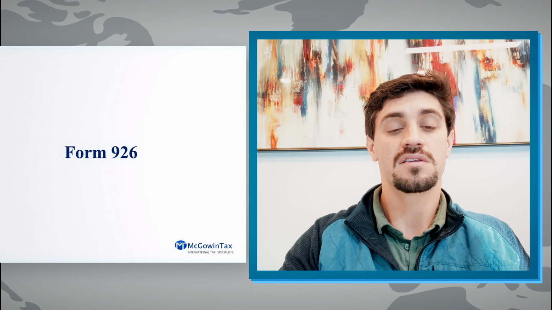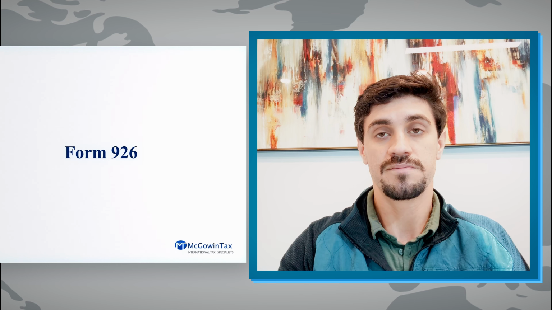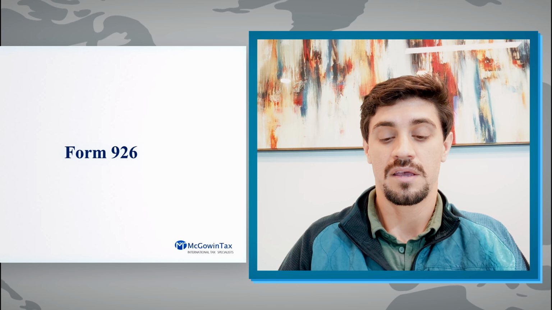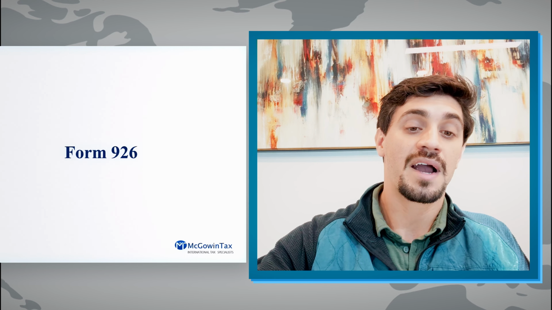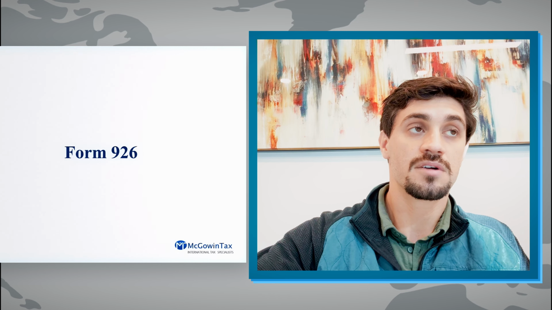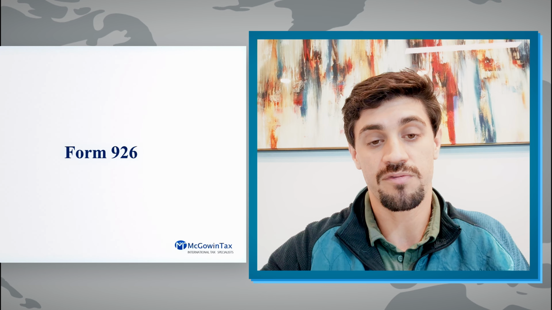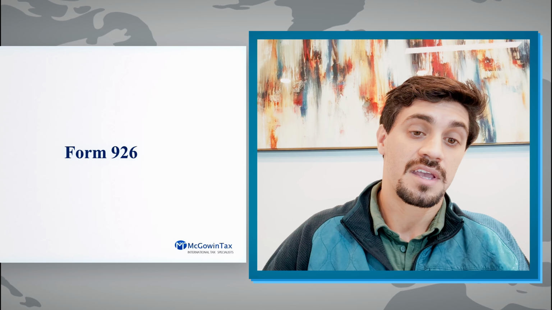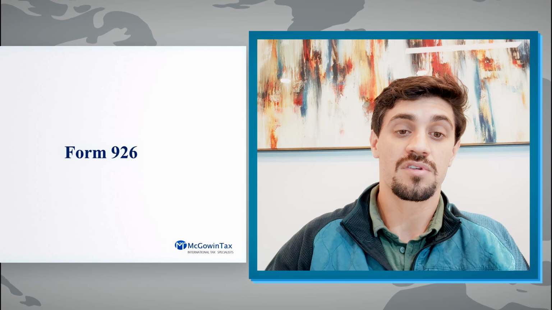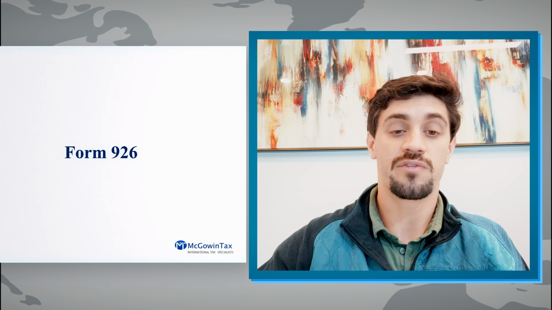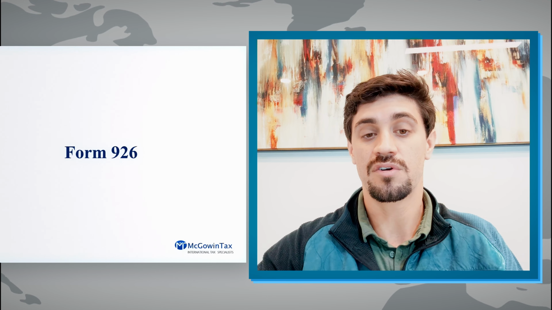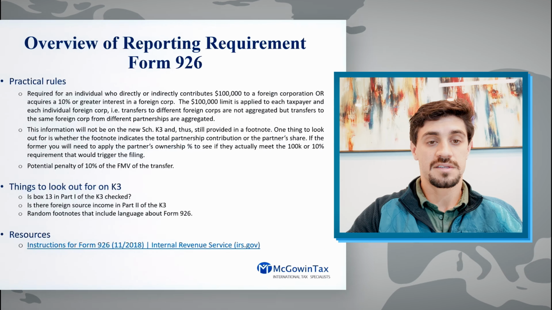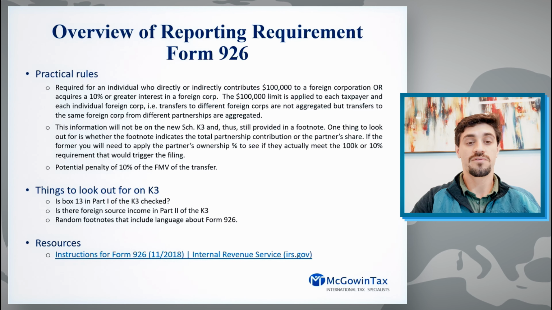The important thing to point out with this form is that it's required by the individual. So a partnership or an S corp will never have to file the Form 926. That's why that information is always in the K-3 information. So you always have to look out for it at the individual level. It'll never be filed on behalf of the partner or the shareholder. Let's get into the actual rules here, an overview of the reporting requirements.